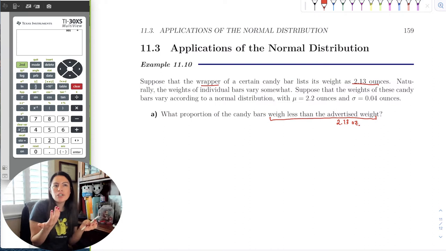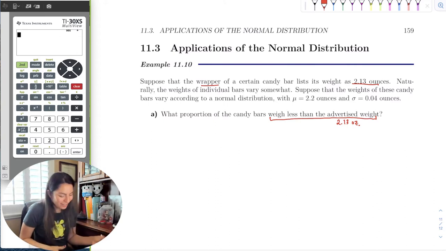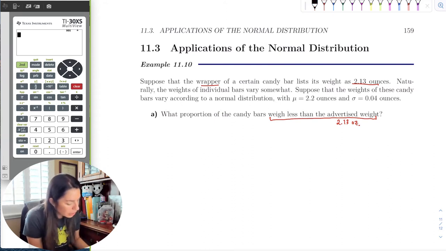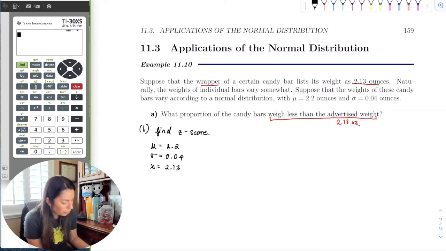Because it varies, they know the average is 2.2 ounces. We can already see variation. So what's the proportion that weighed less than the advertised weight? We're looking for the left side now, right? So the steps, when you're given an application, are always to find the z-score. That was always the first part. So the mean is 2.2, the standard deviation is 0.04, and the value of observation is that wrapper amount, 2.13.